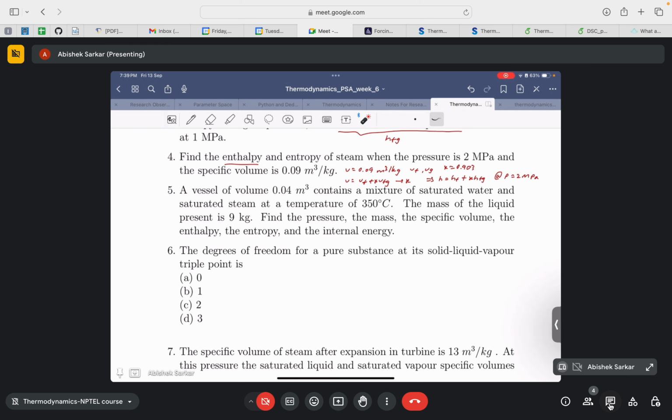Yes. So we need to find the pressure, the mass of the entire fluid mixture, the specific volume, and the enthalpy, leaving out the entropy and the internal energy. We need to find all these properties at 350 degrees Celsius. We can leave the entropy out just for the sake of today's session and find all other properties.